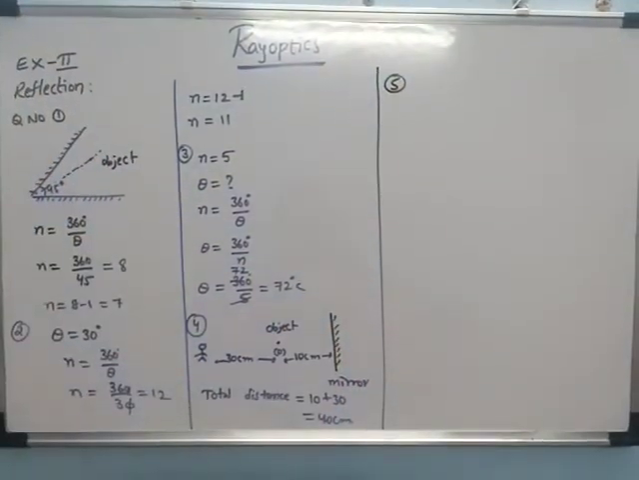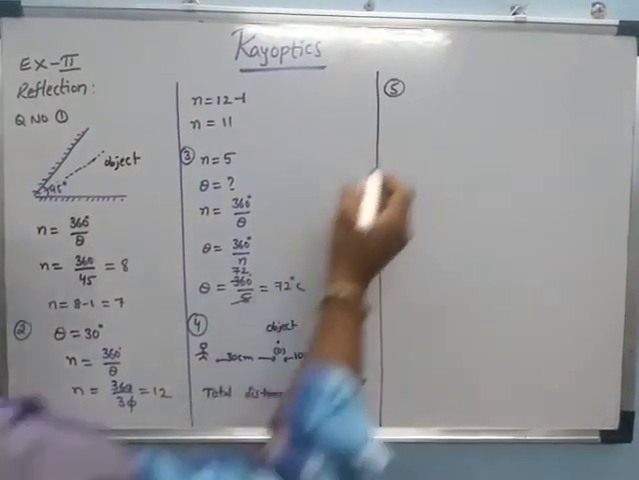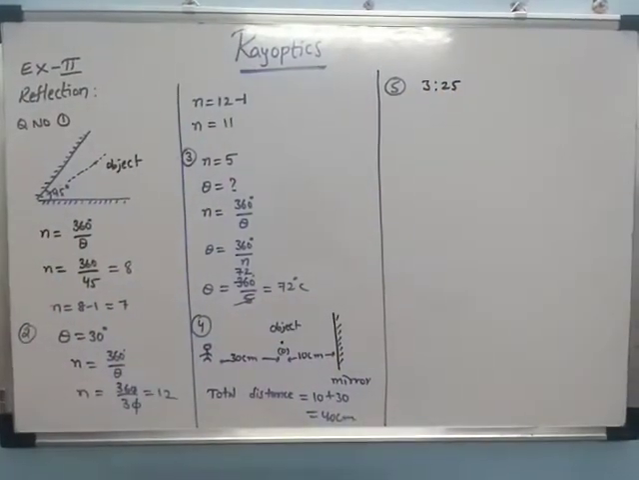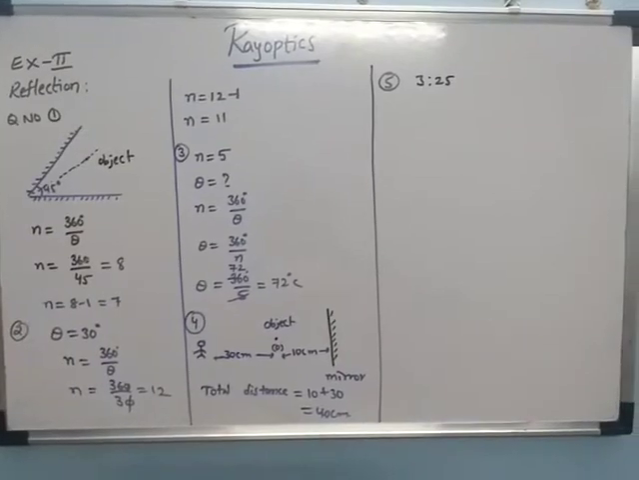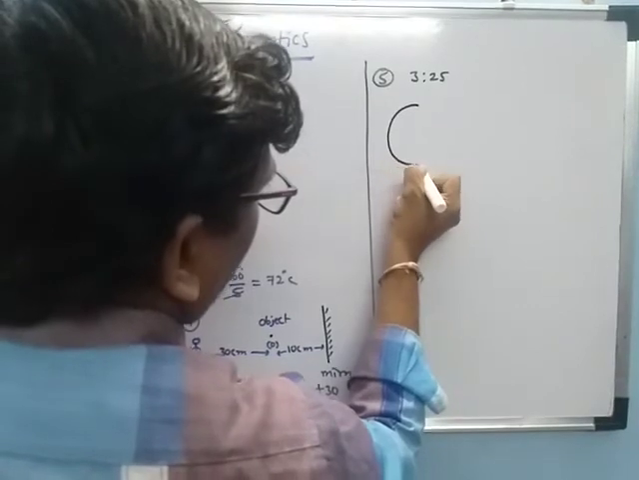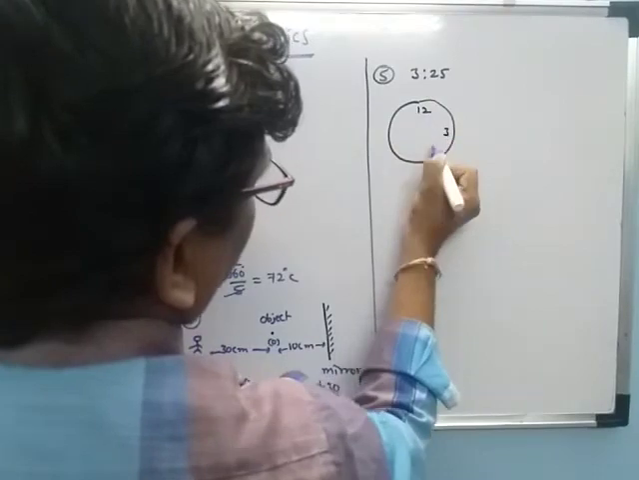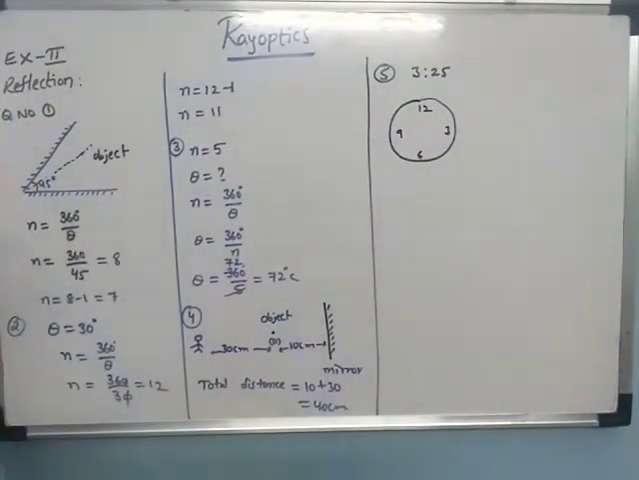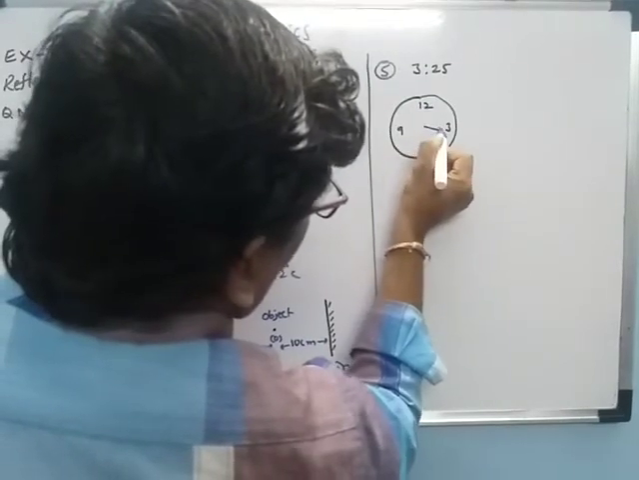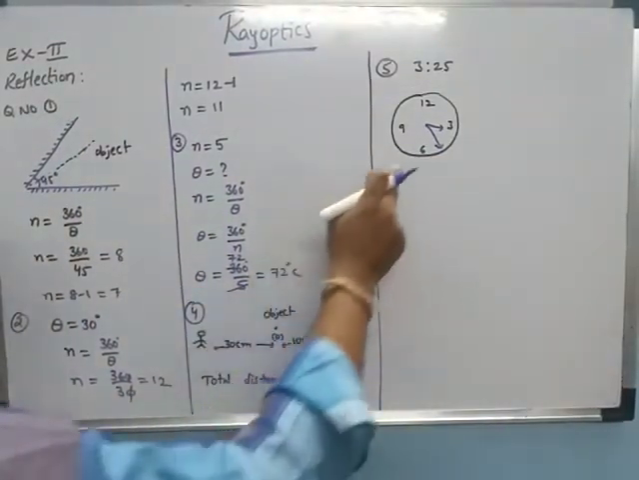Next, see question number 5. A watch shows the time 3:25. When seen through a mirror, what will the time appear to be? The watch shows 3:25. We consider the clock: 12, 3, 6, 9. The 3:25 means this is the small line and this is the big line. This shows the first time.